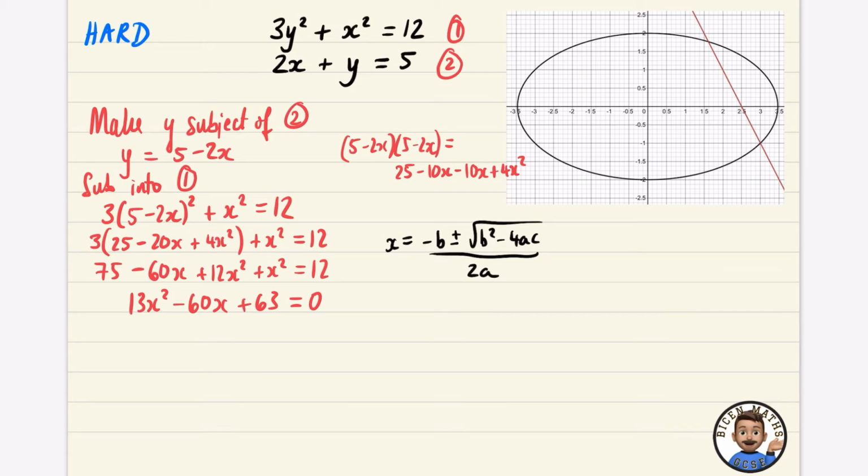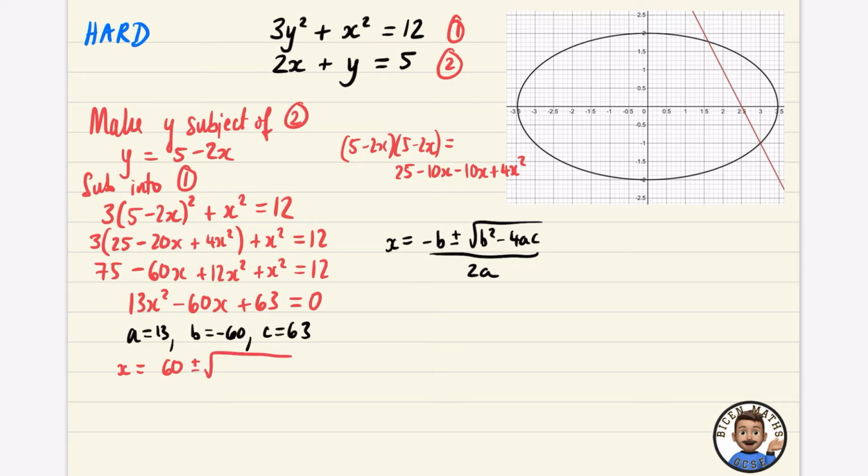And in this particular equation, a is equal to 13, b is equal to minus 60, and c is equal to 63. So the solution is going to be that x is equal to minus b, well that's going to be a positive 60 because minus minus 60 is plus 60. I'm going to do the plus or minus, but I'm just going to start off with the plus.